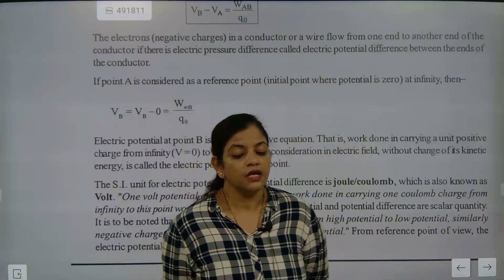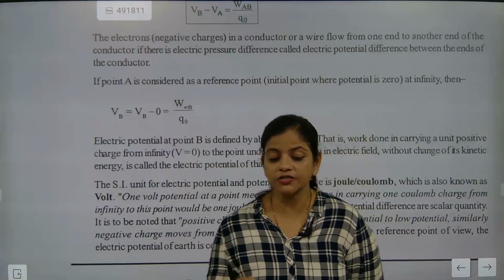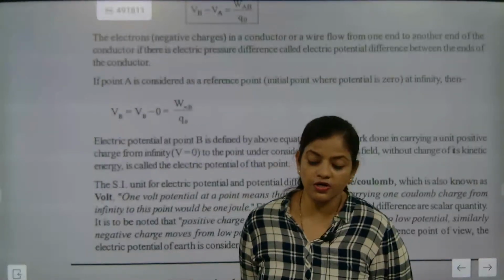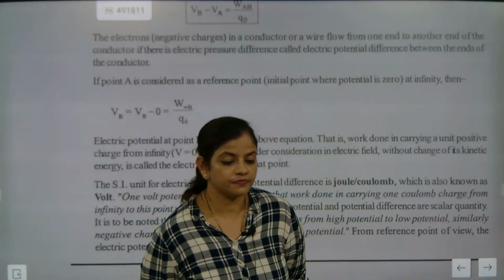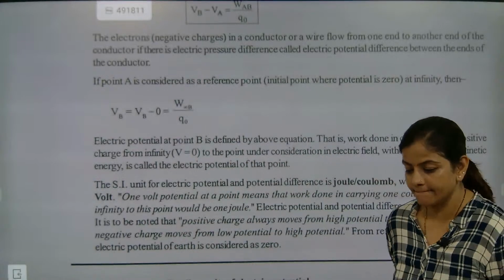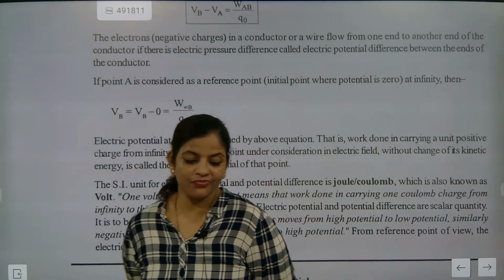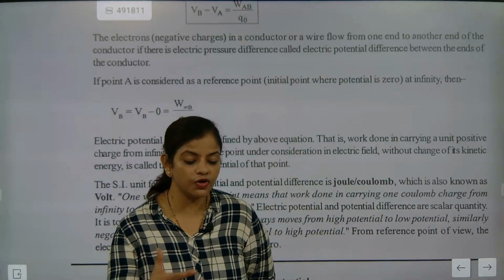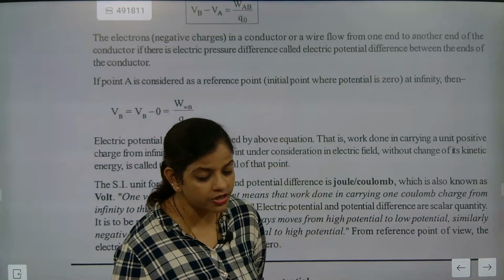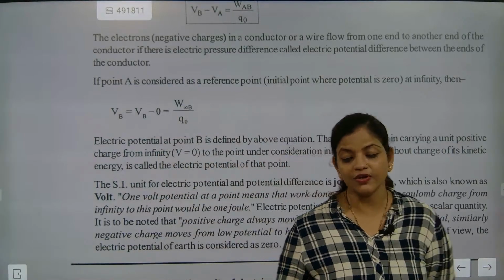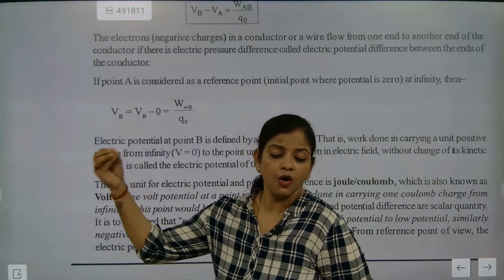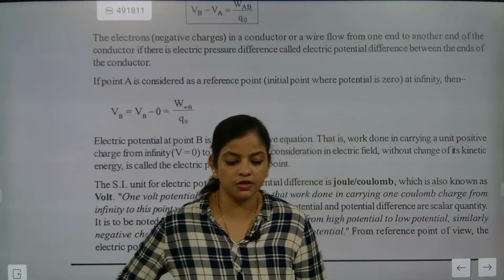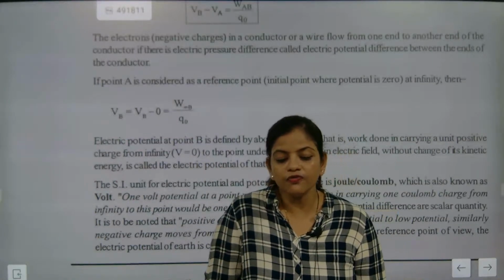Okay. See, listen, my simple question is why is work done involved in this? In potential difference, what is the role of work done? What is the importance of work done in potential difference? What is work done doing here in potential difference, and why are we saying potential difference is equal to work done by charges? Movement of electrons. So movement of electrons means what?